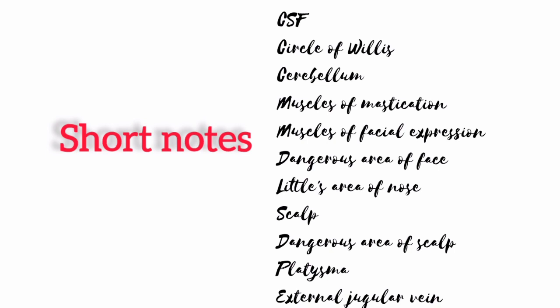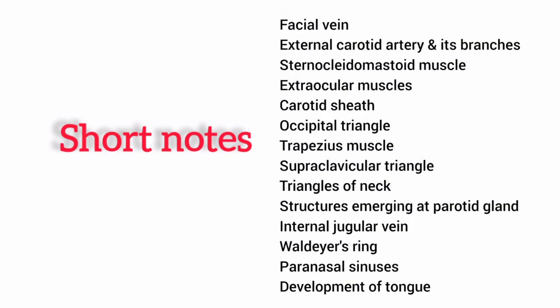Then is external jugular vein. The course, the branches, and the surface landmark of external jugular vein are very, very important. Next up is facial vein. Again, the clinical correlation is important with respect to the dangerous area of face. External carotid artery and its branches. It is a very easy and very scoring topic. Just know the mnemonic. In my subsequent videos, where I'll be teaching about external carotid artery and its branches, I'll make a mention of the mnemonic, and it's very easy and fun to learn.